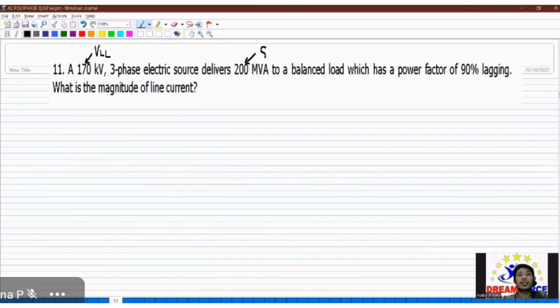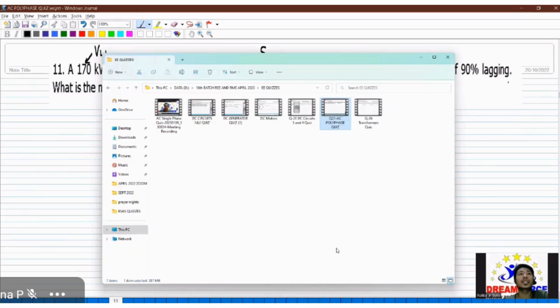Okay, so since MVA is... Okay, so to a balance which has a power factor of 0.90 lagging. Question is, so what is the magnitude of line current?